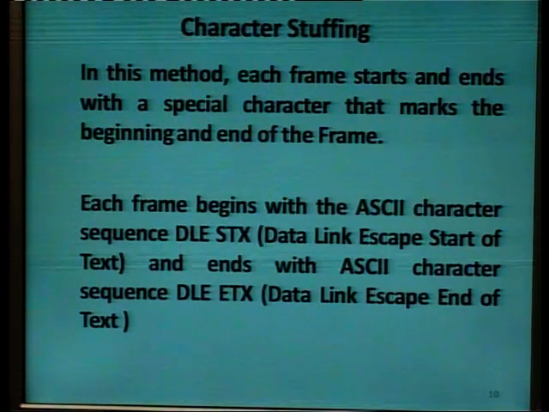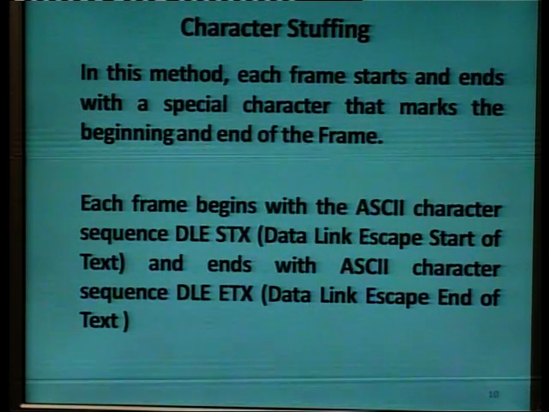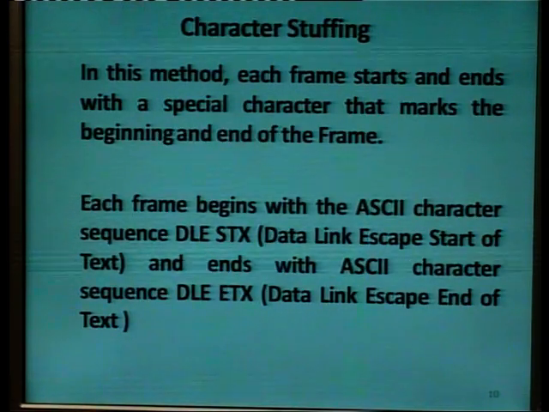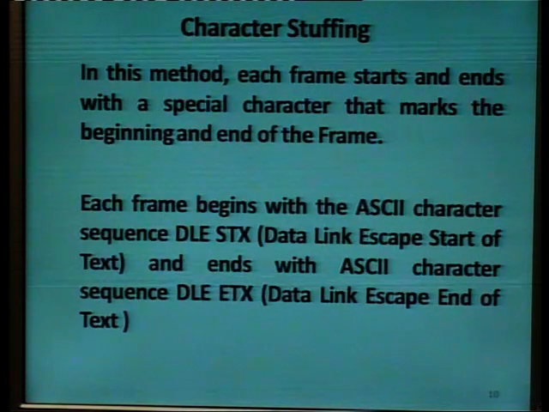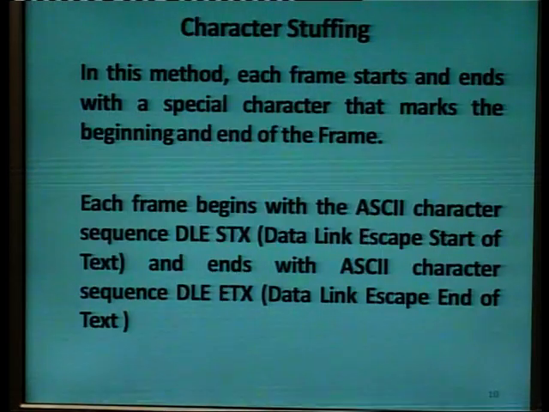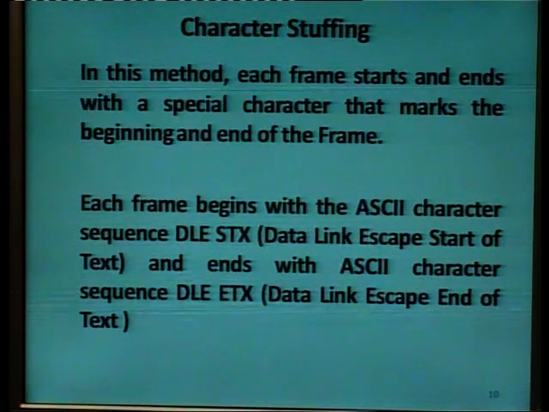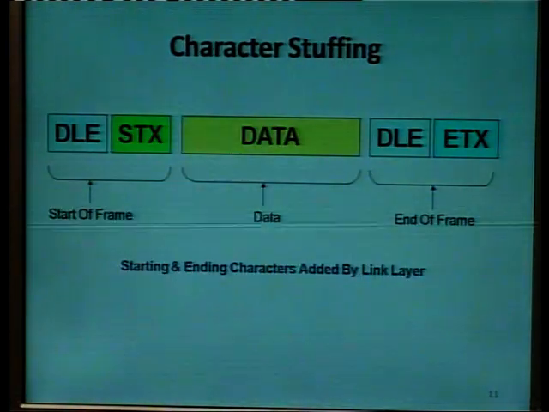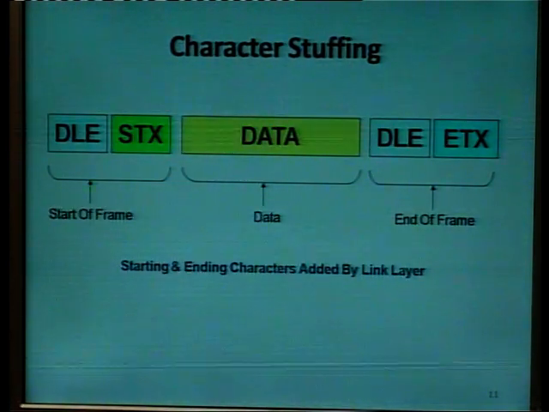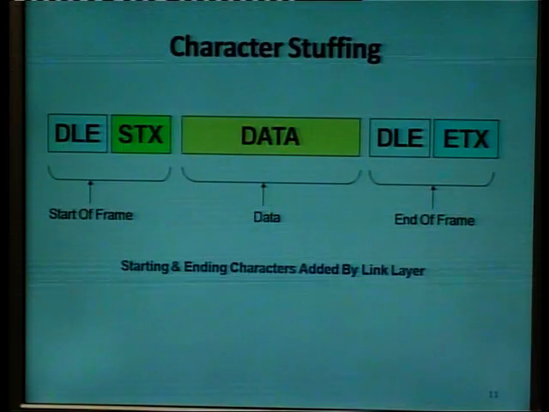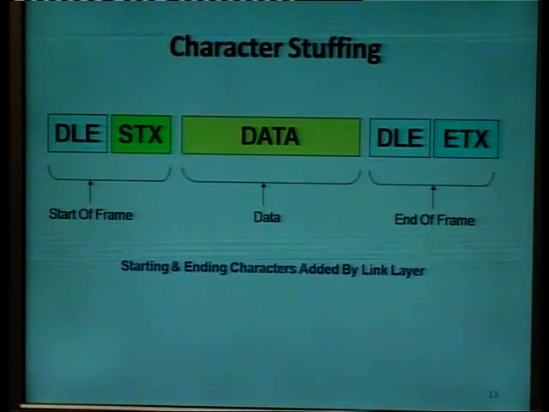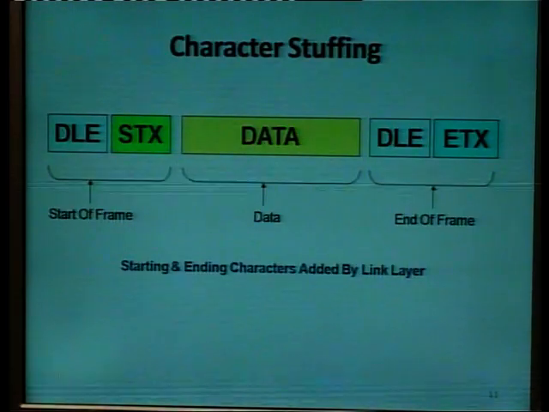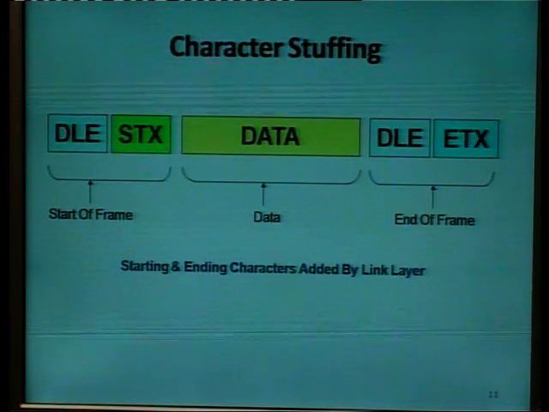Frame starts with DLE STX and frame ends with DLE ETX. DLE means data link escape and STX is start of text, whereas ETX is end of text. In fact, the ASCII codes of DLE STX and DLE ETX are used to mark the boundaries of the frame, as we have shown in this diagram. DLE STX means start of frame, DLE ETX is end of frame, and in between these two there is data. So whenever there is DLE STX ASCII code, it means there is a start of frame, and whenever there is DLE ETX ASCII, it means this is end of frame.